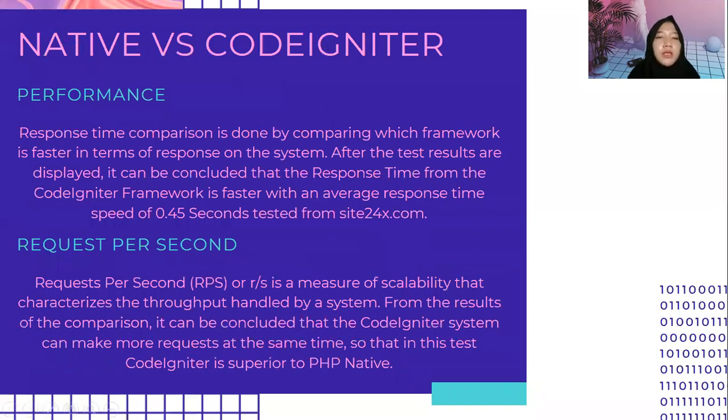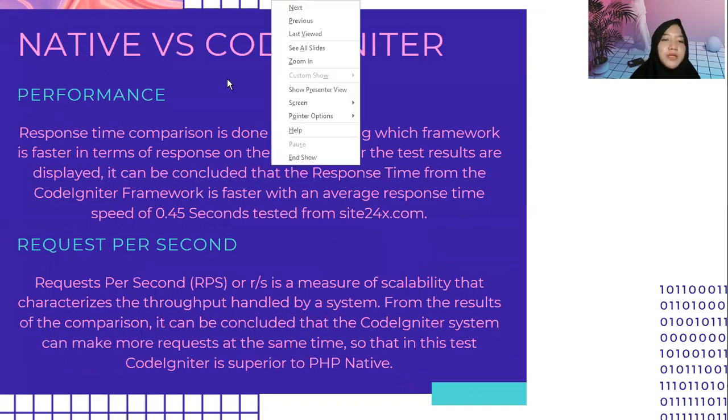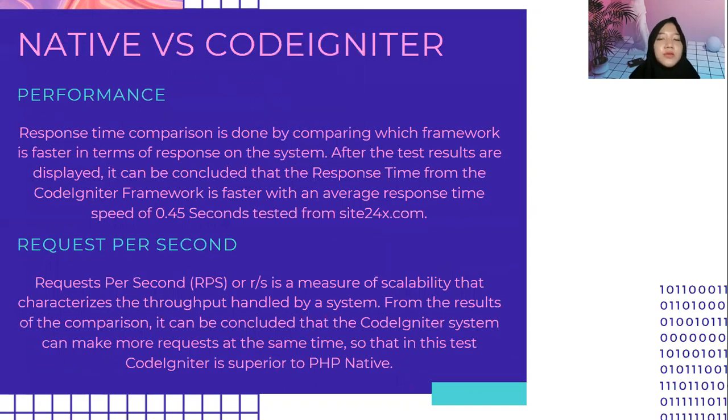Comparison between native and CodeIgniter. First, performance response time comparison is done by comparing which framework is faster in terms of response on the system. After the test results are displayed, it can be concluded that the response time from the CodeIgniter framework is faster than native, with an average response time of 0.45 seconds.